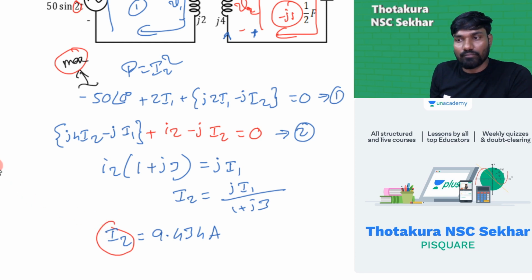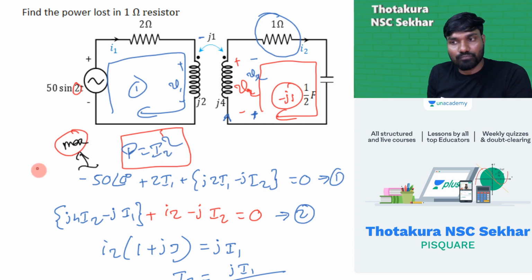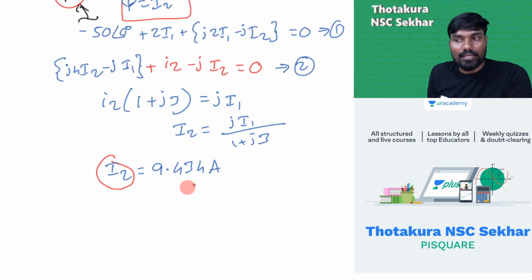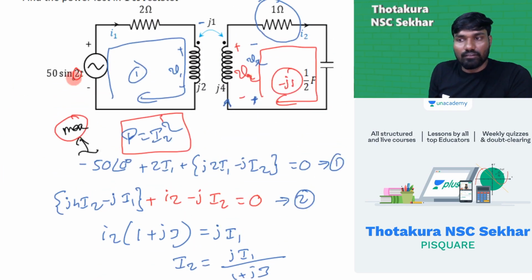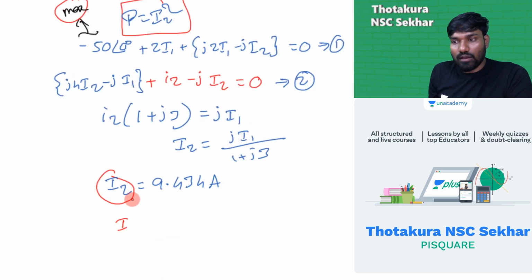But what I want, power is equal to I2 square. This I2 must be the RMS value, but here I got the maximum value. I want to convert the maximum value into the RMS value. How do you do it? We have a sinusoid, so the relation is root 2. So I2 RMS will be equal to 9.434 by root 2, and you will get 6.67 ampere.